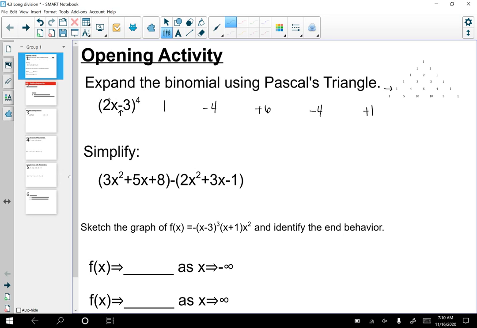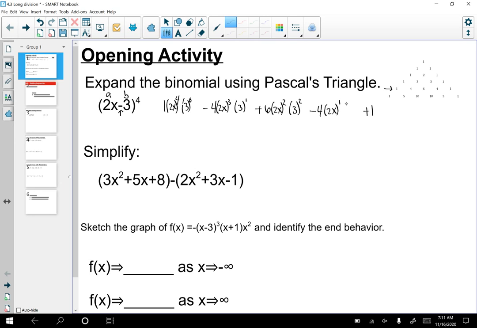Now, remember that this is our A, this is our B, so I have 2x. And then we start with a to the fourth, b to the 0, since it is a fourth degree. So we need those powers to add to be 4. 4 plus 0 gives us that 4. And then our a power decreases each term. So now we have 2x to the third and then 3 to the first, because we need those powers to add to be 4. Again, a power decreases, and it needs to add to be 4.